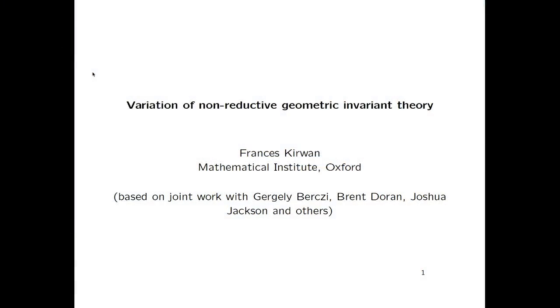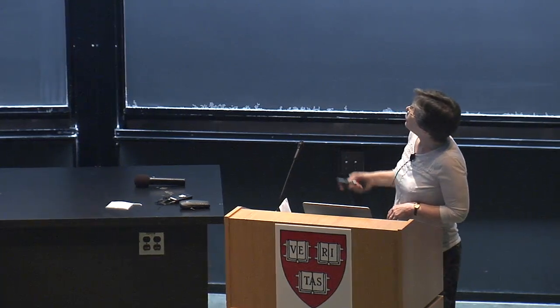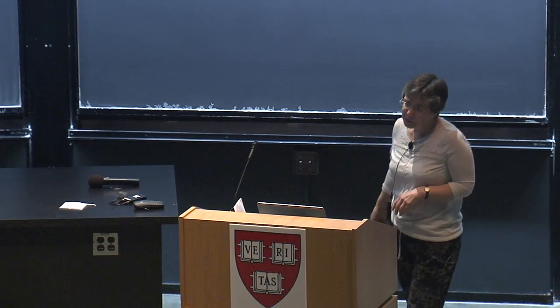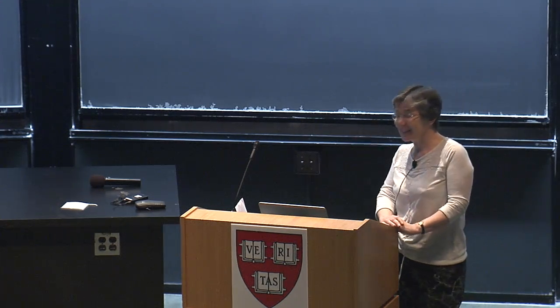So my title is Variation of Non-Reductive Geometric Invariant Theory, but I'm going to leave the variation bit to the very end. So I really want to spend nearly all my time talking about the motivation for, and what the issues are in trying to extend, classical geometric invariant theory, GIT, to a non-reductive setting, when we've got linear actions of non-reductive groups. So just to start with, very generally setting the scene.